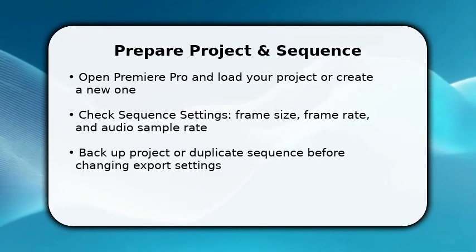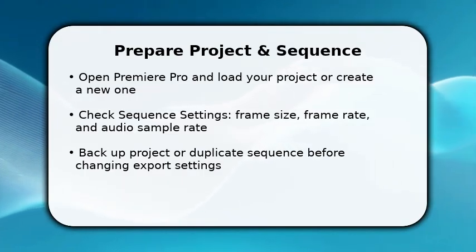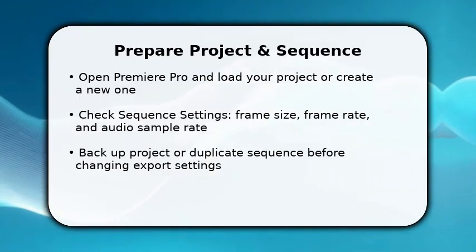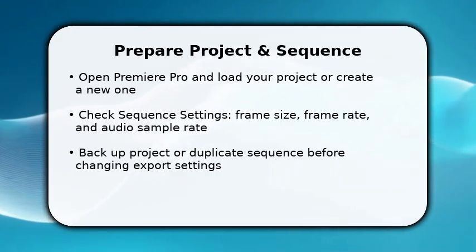Enjoy the video. You start by opening your project and selecting the sequence you want to convert. Make sure the timeline is active, then duplicate the sequence to preserve the original. Once done, inspect sequence settings to confirm frame size and frame rate match your target. This avoids scaling or jitter.